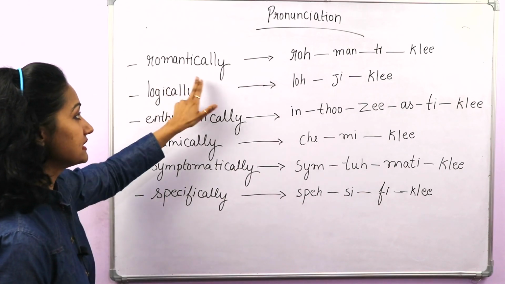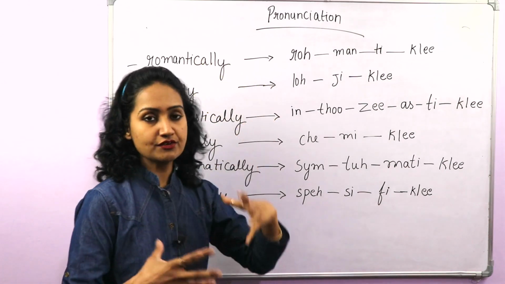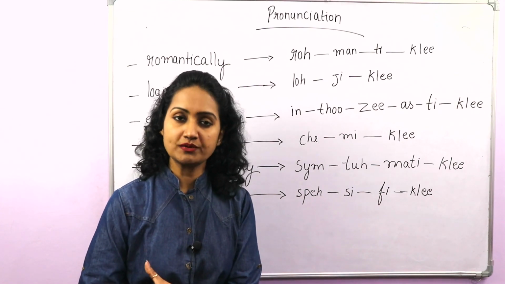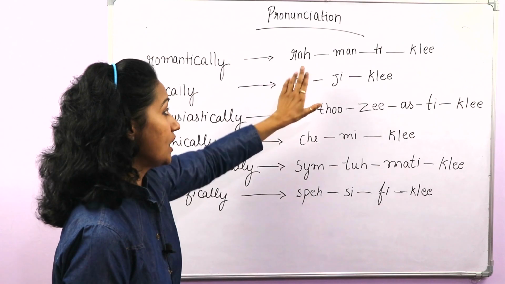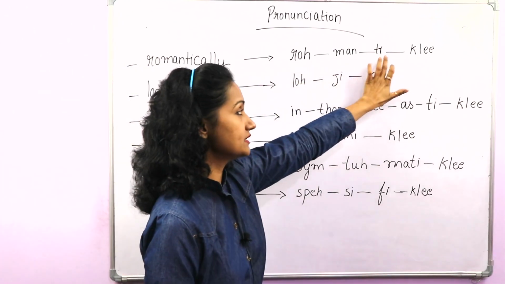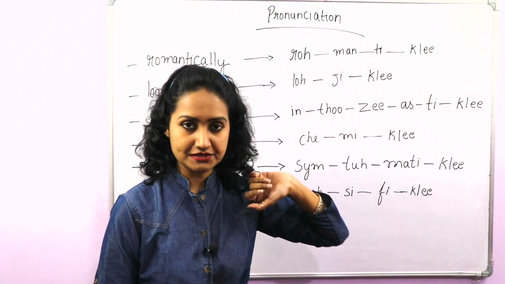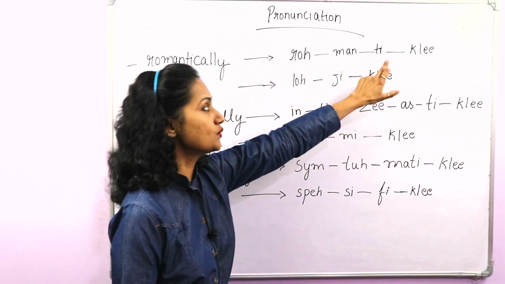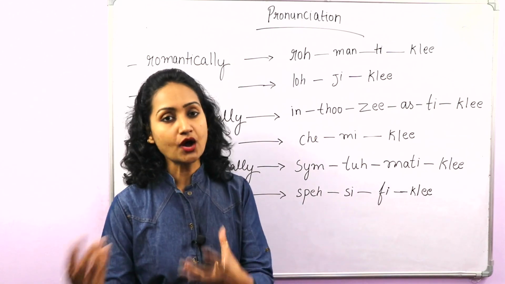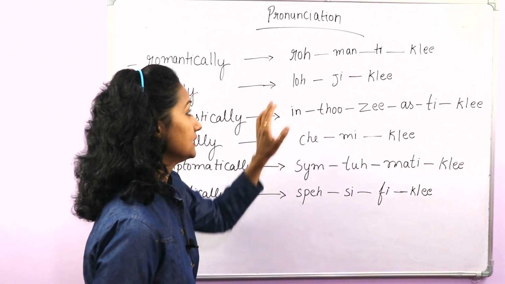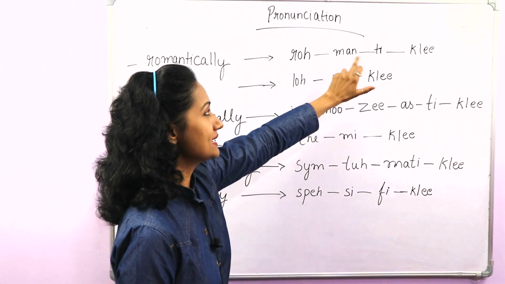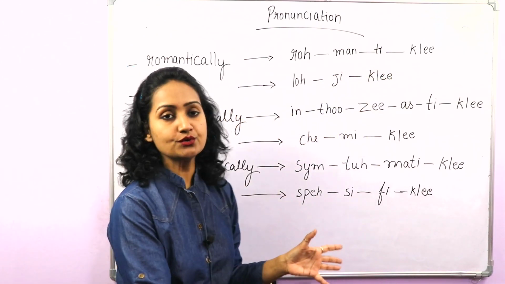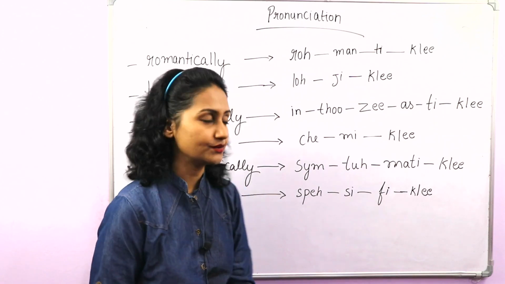Now romantically. Whenever we have a long word, break it, okay? To pronounce it properly, break the word. So how? This way. When I break the words, these are called syllables. Now what are syllables? Syllables are the parts of the word which contain the sound of the word, okay? Like romantically, okay? So this will help you to pronounce the word properly, okay?